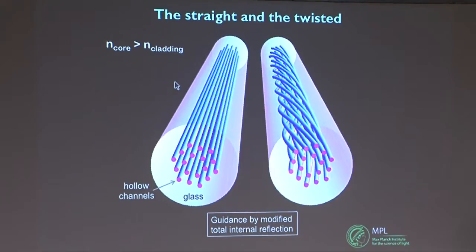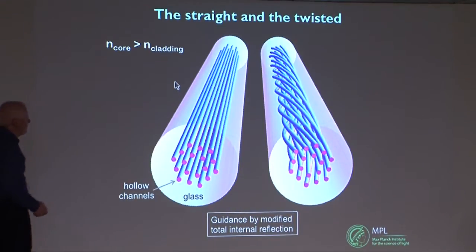And we're taking a very simple solid core PCF. On the left, you have a straight one. It's just pulled straight. Core index is higher than cladding, so you have total internal reflection guidance. These are the hollow channels. And on the right, we have a twisted version of this.